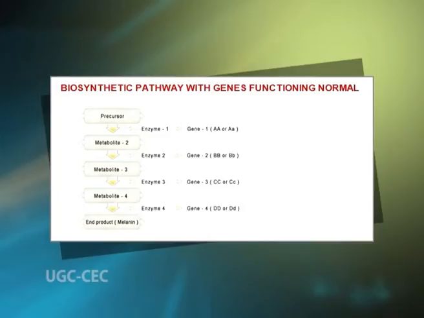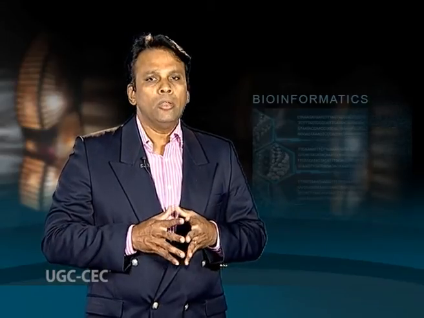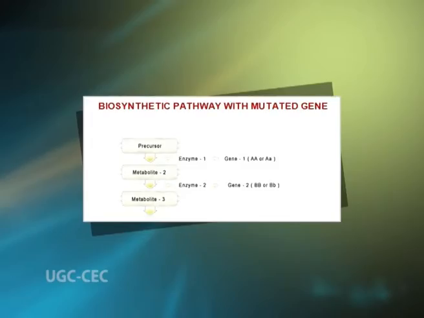Metabolite 4 finally culminates in the production of melanin, which happens with the help of enzyme 4, which is synthesized only when the genotype is capital D capital D or capital D small d. As the gene capital C undergoes mutation, the mutated gene small c could not produce enzyme 3. No production of further metabolites happens, and the result is albino. This is illustrated in the figure given on the screen.